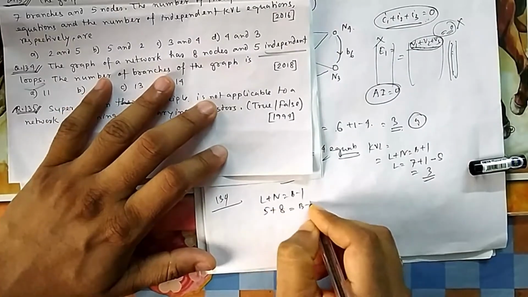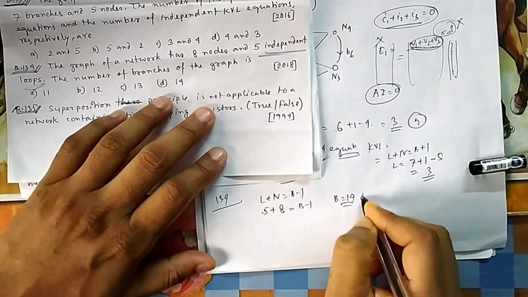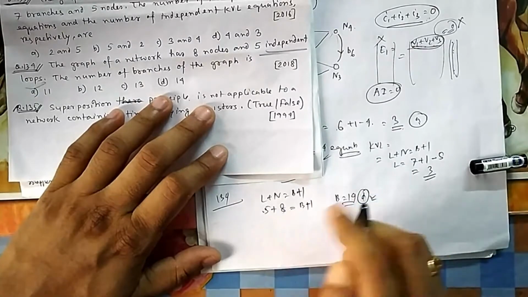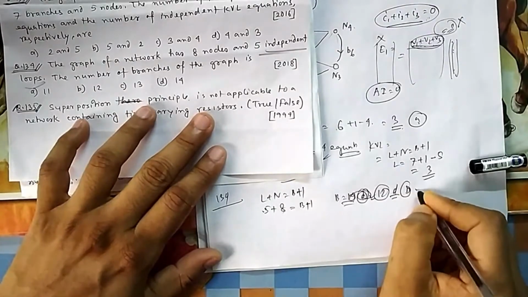You don't know the branches, so you can calculate. 5 plus 8, 13, plus 1, branch is 14 branches. So that is your option D. Sorry, this is minus 1. So it is 5 plus 8 minus 1, 12. So 12 is the answer. That is your option B.